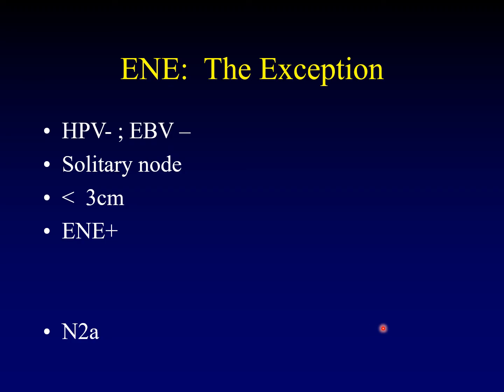Now, there is an exception to extranodal extension. If you are HPV negative and EBV negative and you have a solitary node of less than 3 centimeters and you are extranodal extension positive, that's only an N2A. That's not N3B. If you really want to give staging, be aware of that exception for extranodal extension.